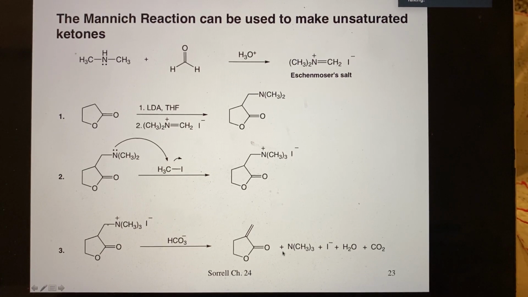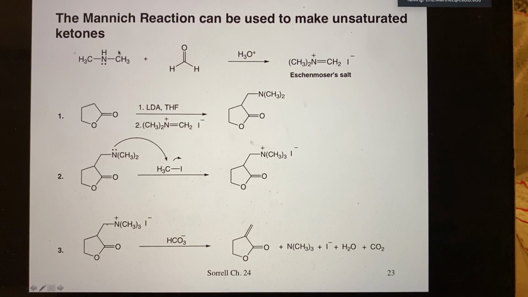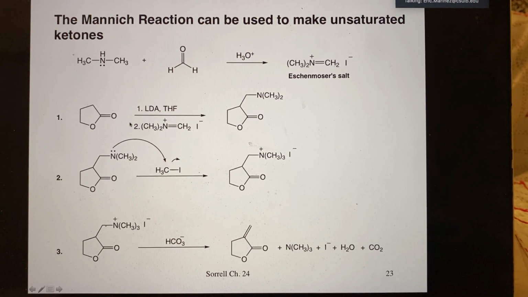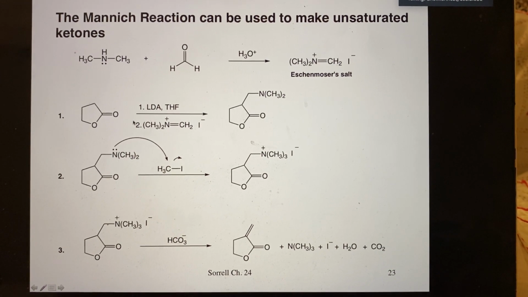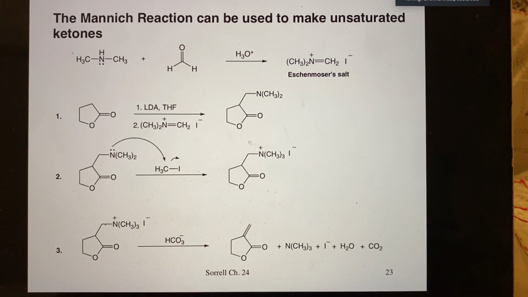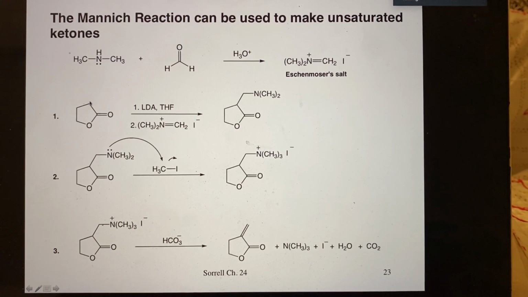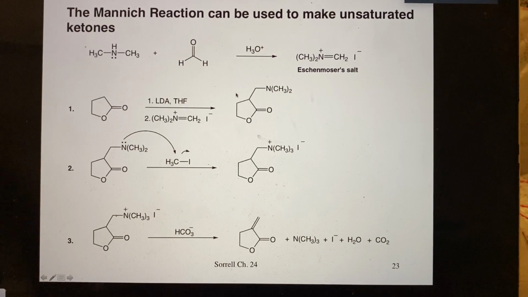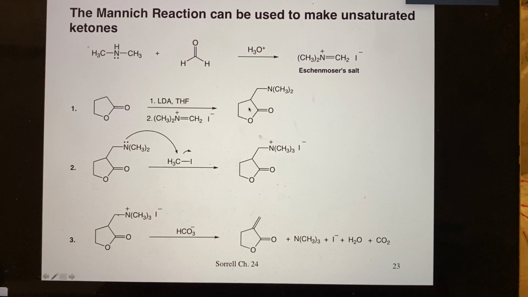So again, if you recognize this, here is the Mannich reaction. I'm going to make an amine salt, and then I'm going to rely on either an enolate or an enol. In the classical case for a Mannich, you use an enol. In this case, we're using a preformed enolate. Now that I have an enolate, if I introduce the salt, I make this Mannich base.